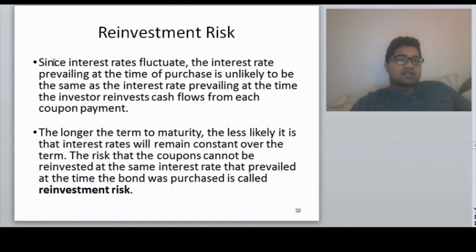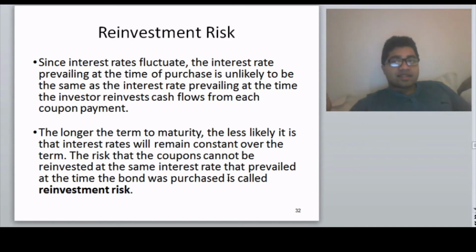Reinvestment risk is, since the interest rate fluctuates, the interest rate prevailing at the time of purchase is unlikely to be the same as the interest rate prevailing at the time the investor reinvests cash flows from each coupon. So it means whatever coupons you are getting, you may not be able to reinvest them at the same interest rate that was there when you bought the bond. Now reinvestment risk is zero for zero coupon bonds because they don't pay any coupons. So there is no question of reinvesting.